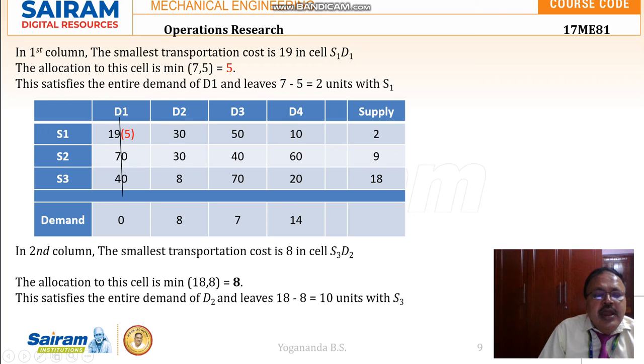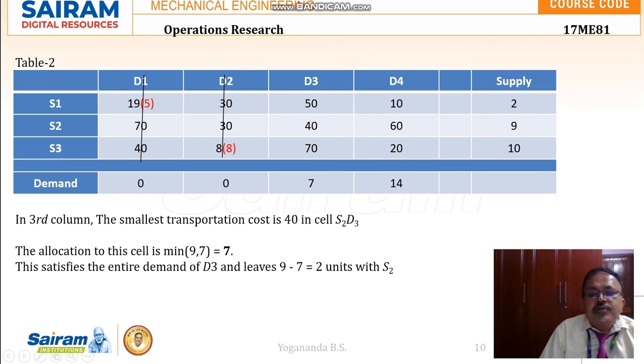So its demand is met. Demand becomes 0 now. Out of 18, 8 units are gone. So 18 minus 8 is 10 units. So write 10 in the supply column. 10 here. Now demand becomes 0, so get rid of this column.